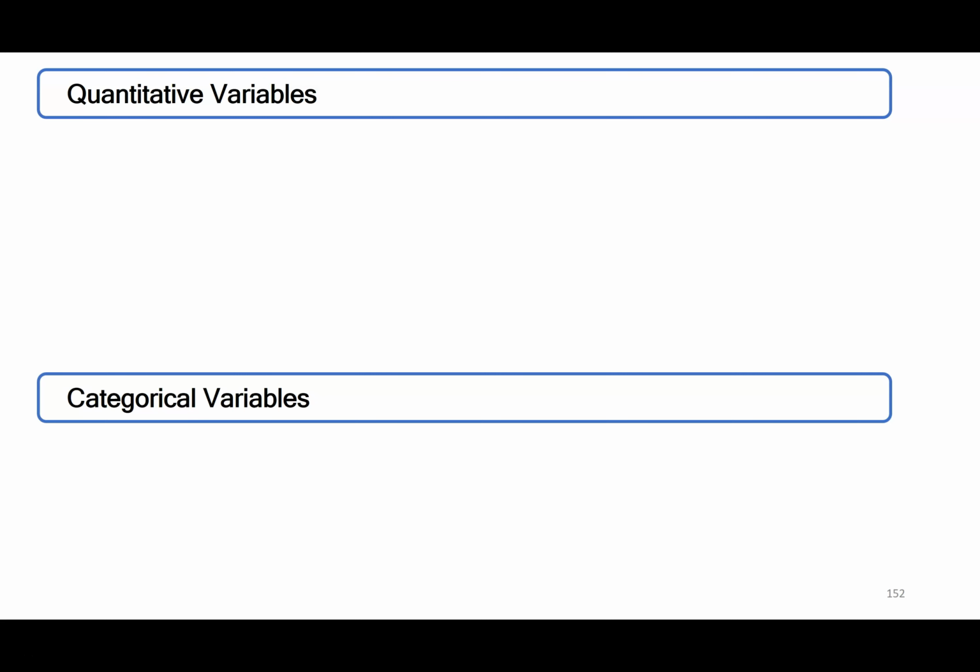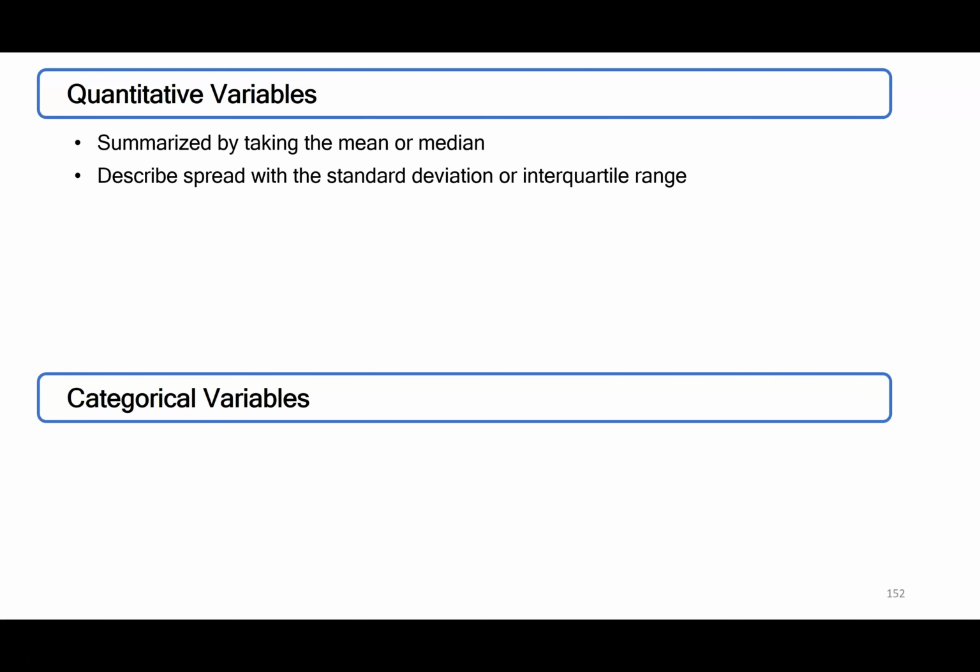So throw back to our types of variables, quantitative variables. We typically summarize these using a mean or median. Up until this point, we've always looked at means. We will look a little bit at medians. We can describe the spread. Either we can use the standard deviation or we can use the IQR, so the interquartile range. So examples, height, weight, distance, volume. There are a lot of quantitative variables out there.